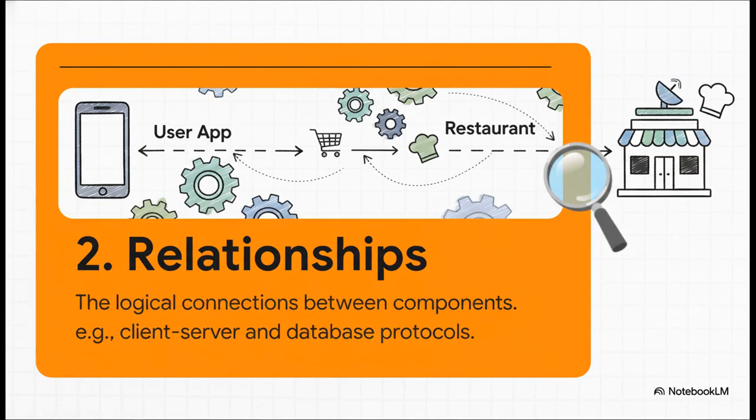Next up, relationships. This is all about how those components connect and chat with each other. Because let's be real, a component is pretty useless all by itself. So when you hit place order, your user app has to send that info to the restaurant portal.